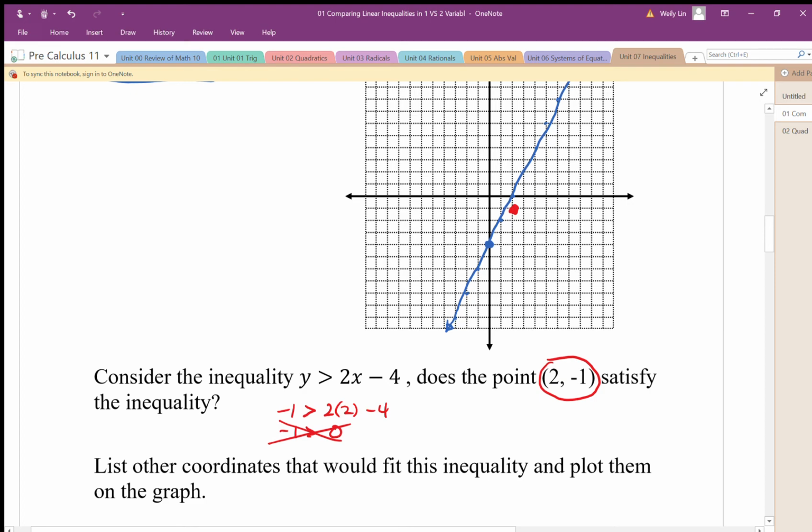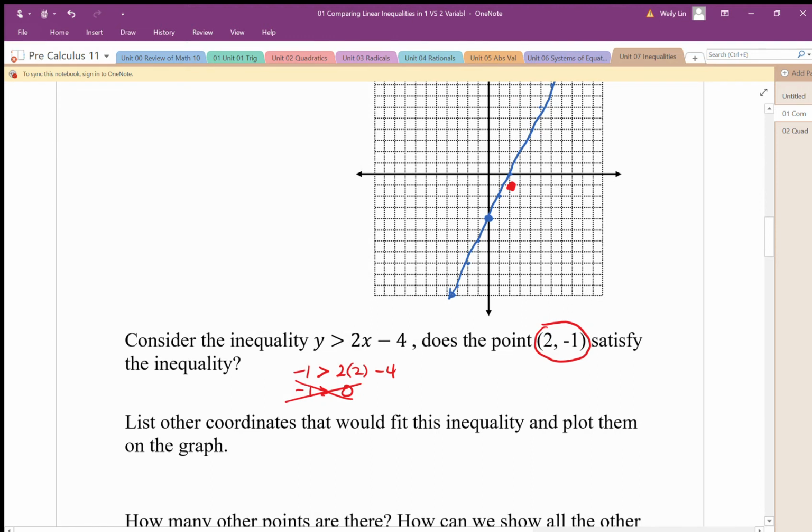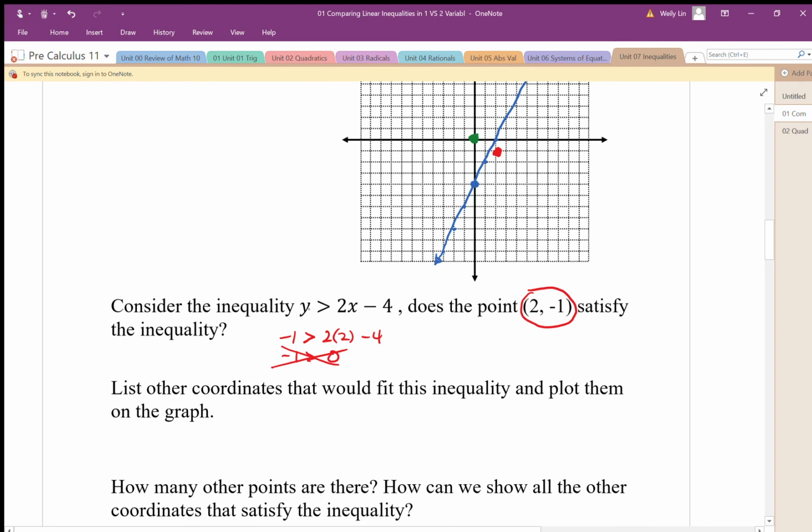So what coordinates would fit? What are some other coordinates that would fit this inequality? Well, let's test a couple here. The easiest coordinate to test is going to be 0, 0. If I test 0, 0, I get 0 is greater than 0 minus 4. Is 0 bigger than -4? Yeah, that works. So 0, 0 represents a solution.